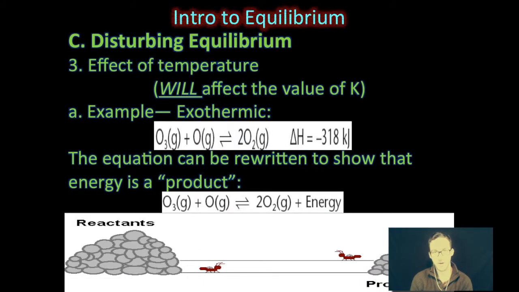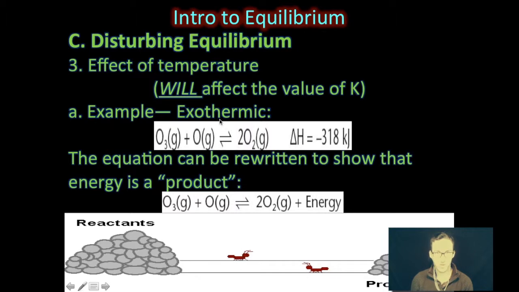Okay, and the third stressor to keep in mind, and this is the one that will affect the value of your equilibrium constant K, is the effect of temperature. Now, we need to think first, what is going on with the reaction? Is it endothermic or is it exothermic? So first we're going to take a look at an exothermic reaction.